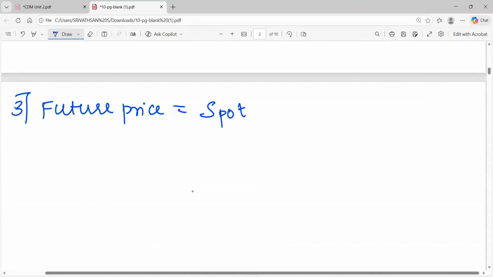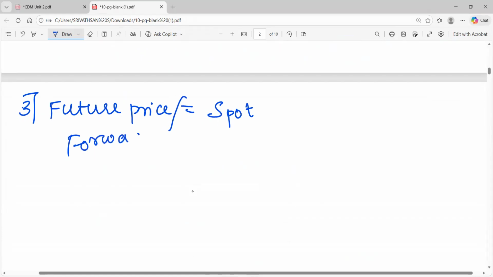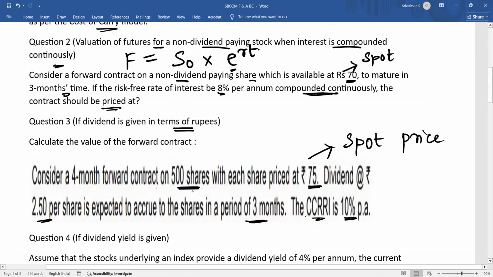So spot should be used as the basis for calculating the future price, or the forward price. Now the company is going to pay a dividend. If the company is paying a dividend, and you are entering into a future or a forward contract, are you going to receive the dividend or not? You are not going to receive the dividend.